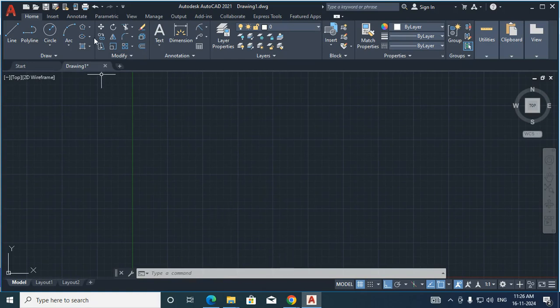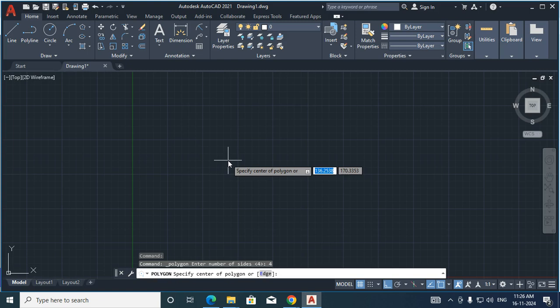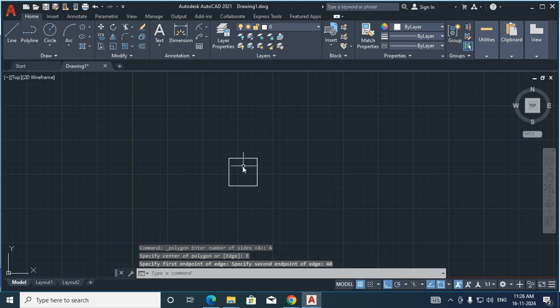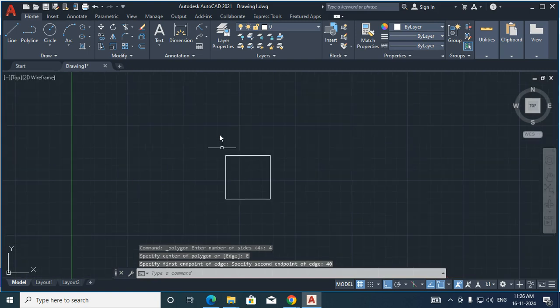So first we need to draw the square. For that, in polygon I am going to choose polygon. It asks for the number of sides. The sides of a square is 4, so enter. It asks for either the center or the edge. Since we are giving the length of the side, I am going for edge, E, enter. First point. Next we have to define the length. I am giving 40 mm and enter. So we get the square of size 40 mm.